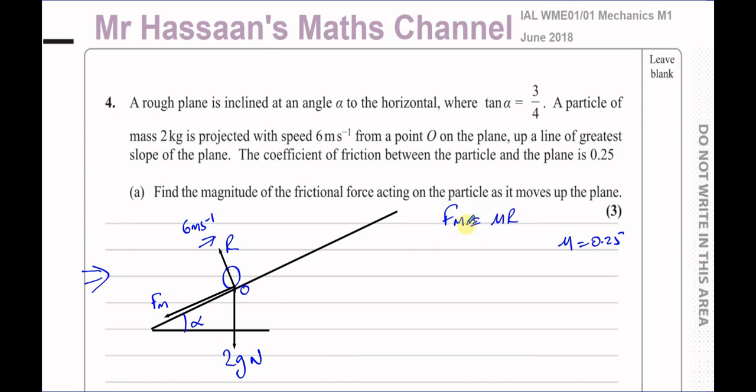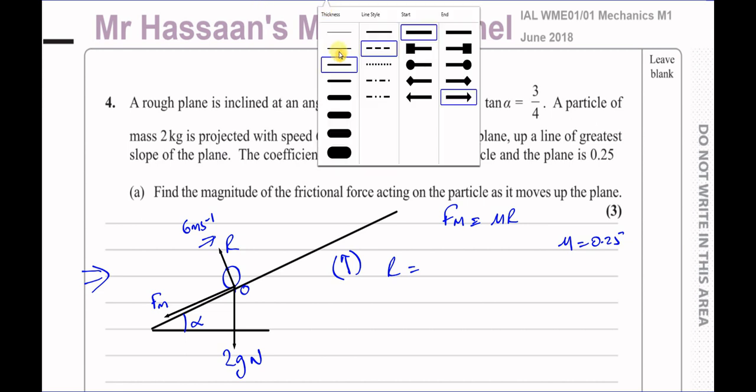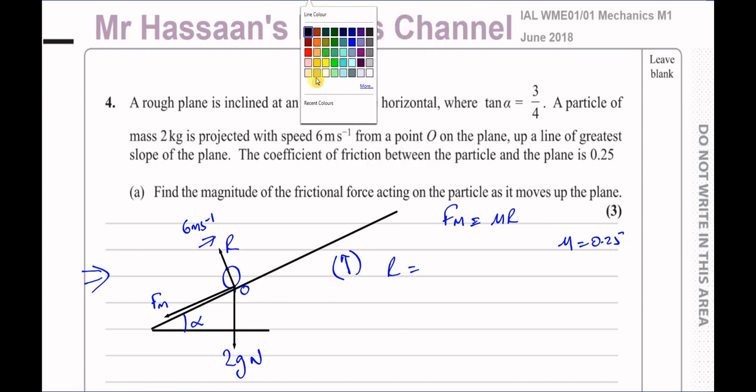So that's basically, we want to find F max. To find F max, we need to know what R is. To find R, we're going to resolve the forces perpendicular to the plane, because R is acting perpendicular to the plane. So the weight that's acting vertically downwards must be resolved in a direction which is perpendicular to the plane.